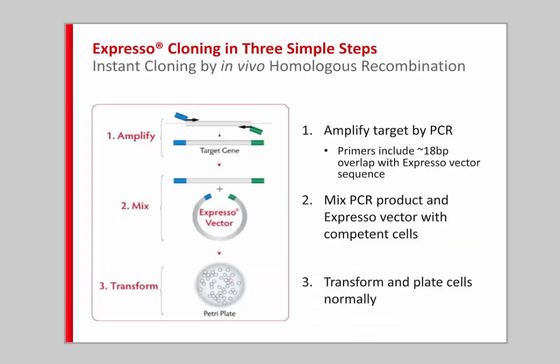So how does it work? Well, let's talk about the steps. There's really 3 simple steps. First, amplifying your target via PCR. And the PCR primer should include 18 base pairs of overlap with the Expresso vector sequence. You then add your PCR product and the Expresso vector to competent cells and proceed with transformation as you normally would. It's a chemically competent transformation method. And that's it. The homologous recombination occurs inside the E. coli cell, which generates your expression clone.